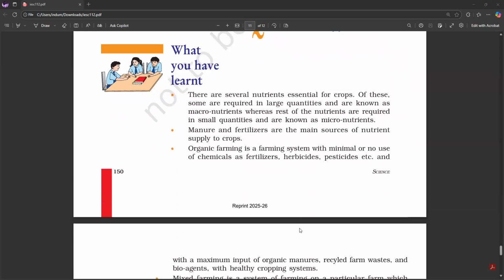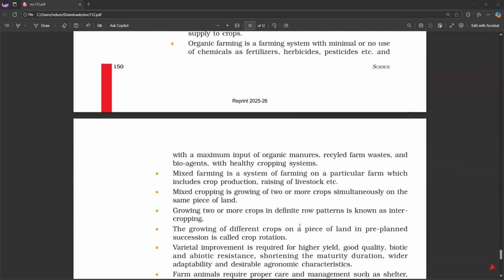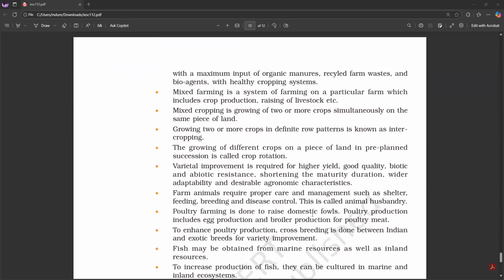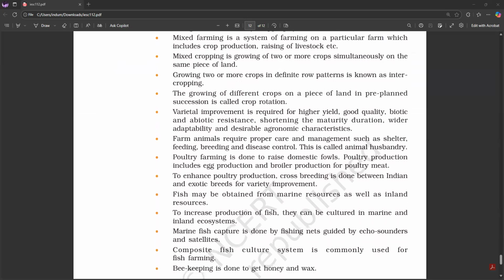Organic farming is a farming system with minimal or no use of chemicals as fertilizers, herbicides, pesticides, etc., and with the maximum input of organic manures, recycled waste, farm waste, and bioagents with healthy cropping systems. Mixed farming is a system of farming on a particular farm which includes crop production, raising of livestock, etc. Mixed cropping is growing of two or more crops simultaneously on the same piece of land.